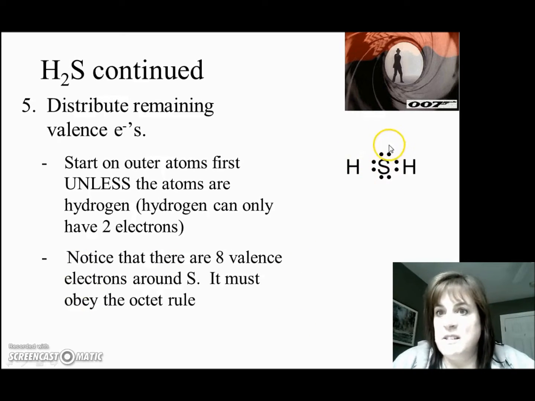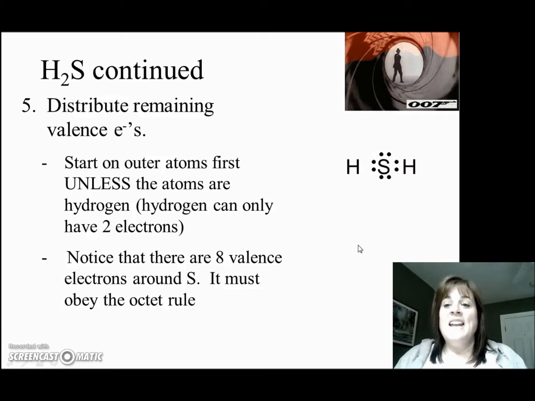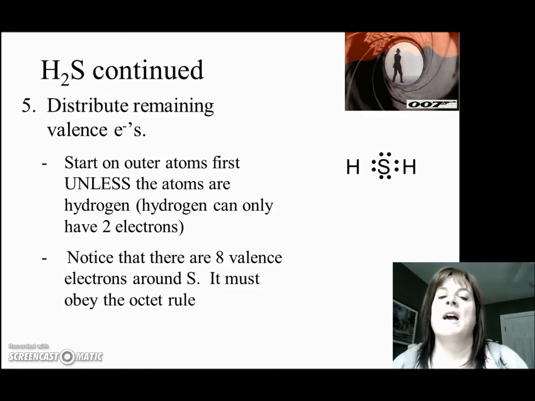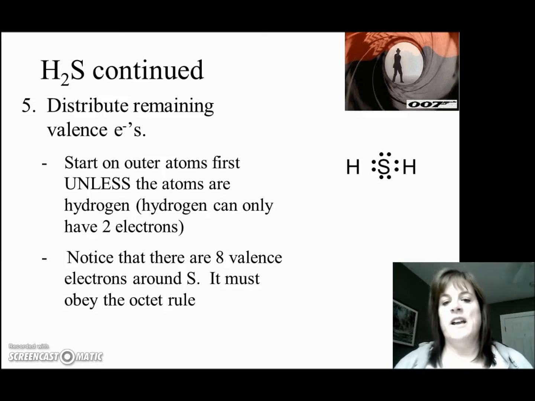Now notice that sulfur has 8 valence electrons. Yay, 8, it's happy, and hydrogen has 2, which makes hydrogen happy. So everybody's happy, and we have a stable compound. So this is the Lewis structure for dihydrogen sulfide.